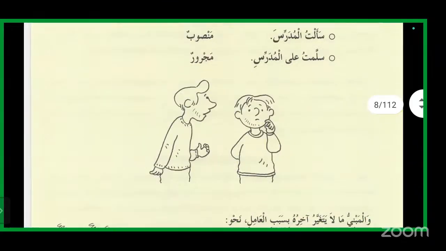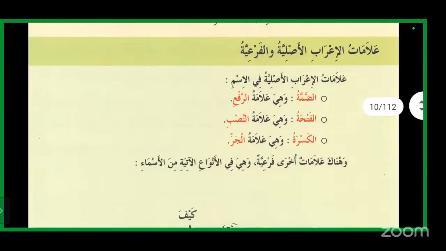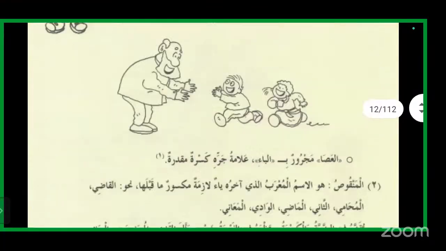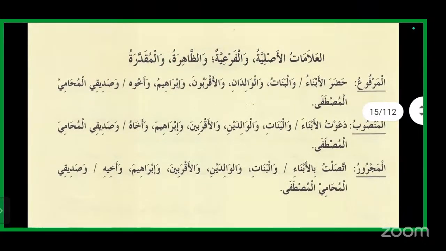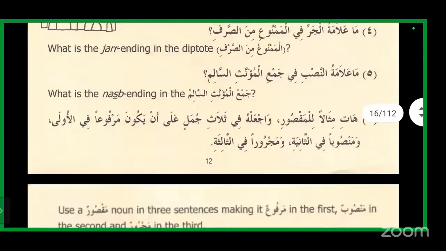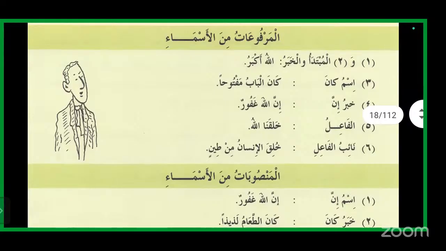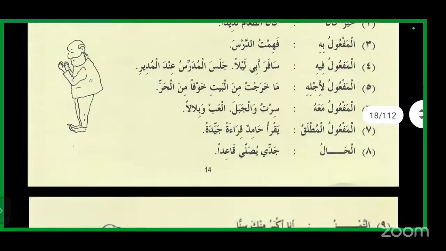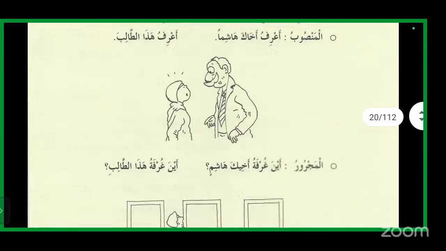So we are now doing lesson 1, part 1, that I read last time. And then the points to remember for this is very deep. In the last lesson we finished till here. Then we have the tamarin of this part 1, which we are going to do today, inshallah. And then we have this marfu'at fil asma, mansubat fil asma, and majrurat fil asma. This exercise, and then tawabi.